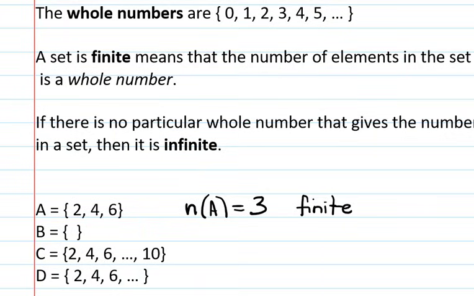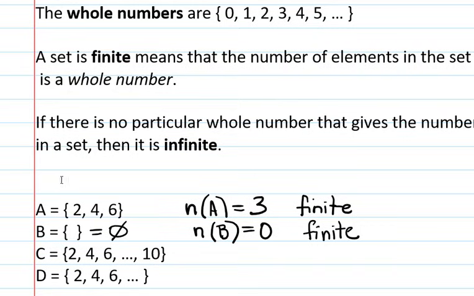So set B is a very special set known as the empty set. It can also be represented as a circle with a line through it. And so how many elements do we see in B? Well, there are none, right? So there are 0 elements in B, and we can write that as the cardinality of B, the number of elements in B, is equal to 0. Is 0 a whole number? Yes. So since we can give the number of elements in B as a whole number, this fits our definition of finite. How about set C?